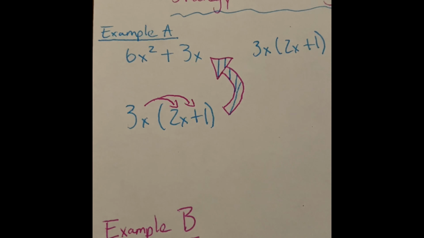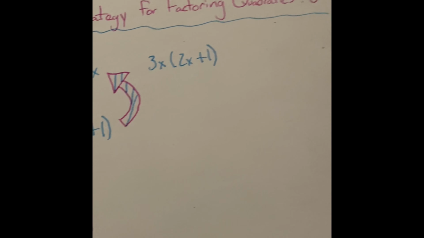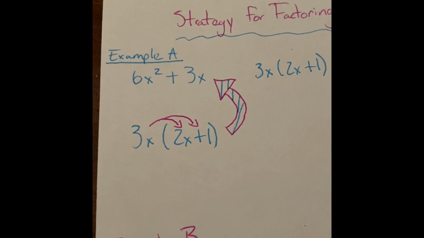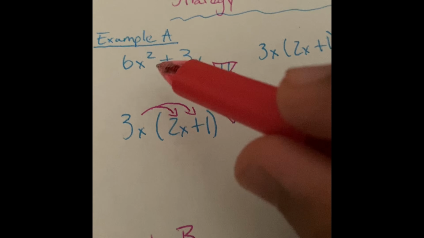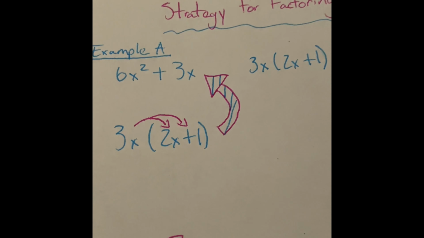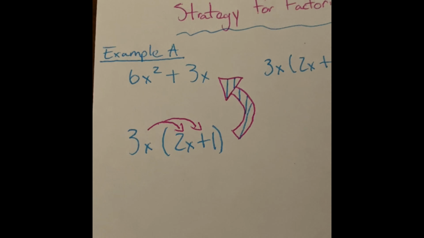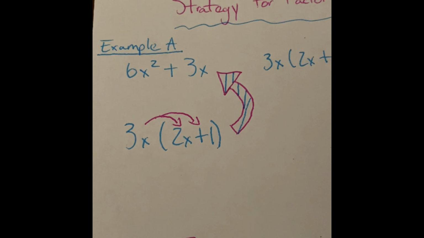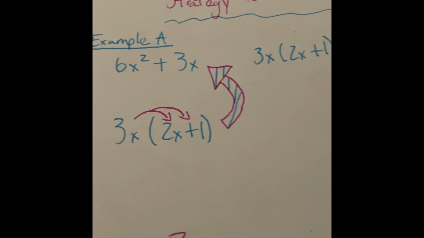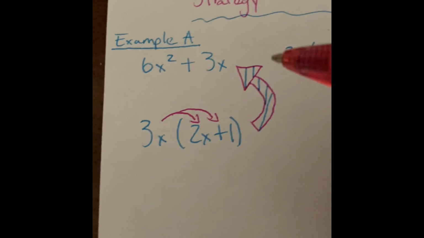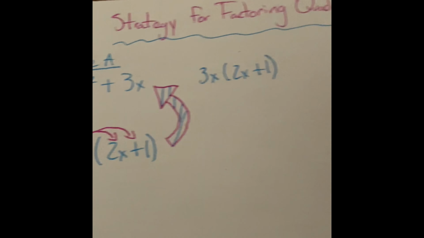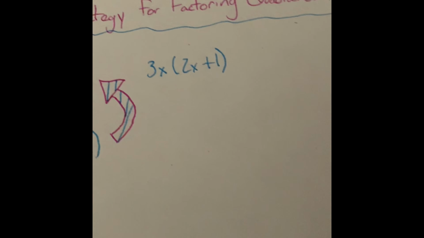Let's start off with the strategy for factoring quadratics. Let's start off with example A. So we have 6x squared plus 3x. Our goal is to simplify this equation by factoring the greatest common factor. In this case, it would be 3 for both of them, which would lead to this.